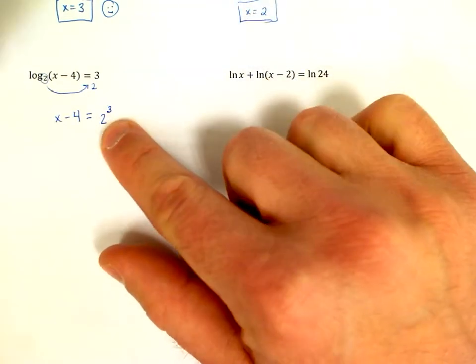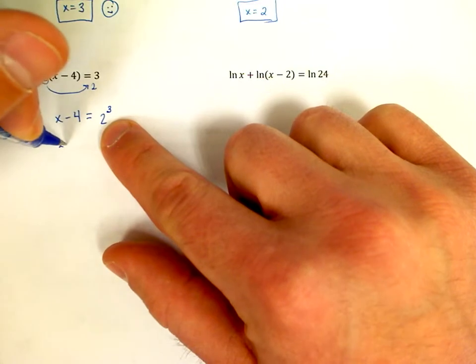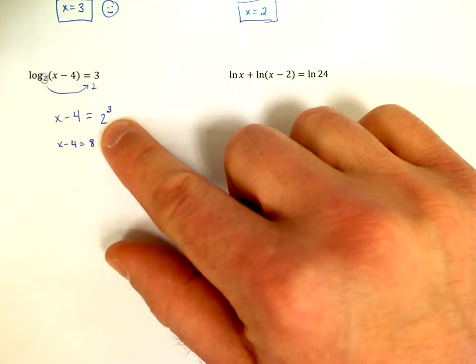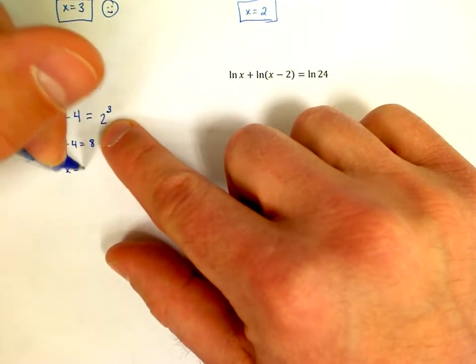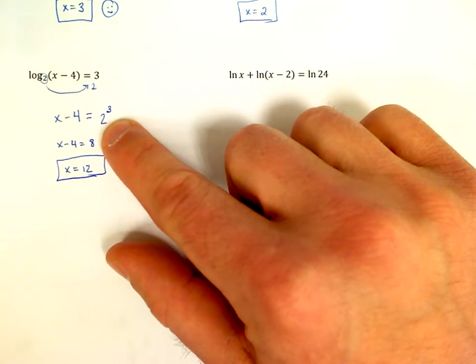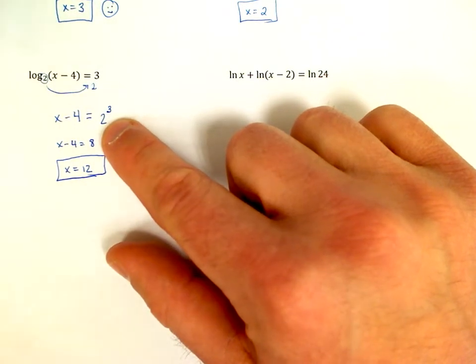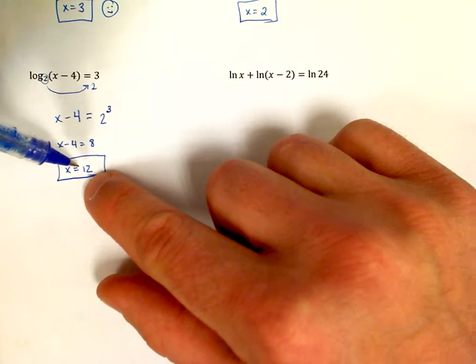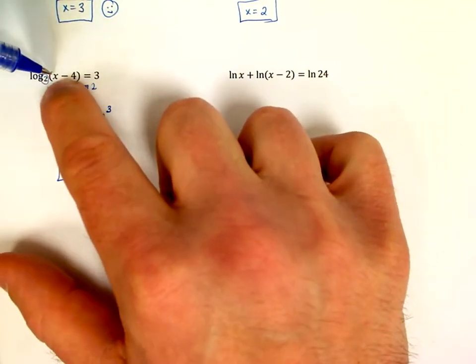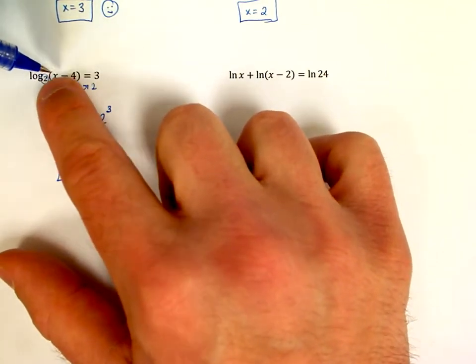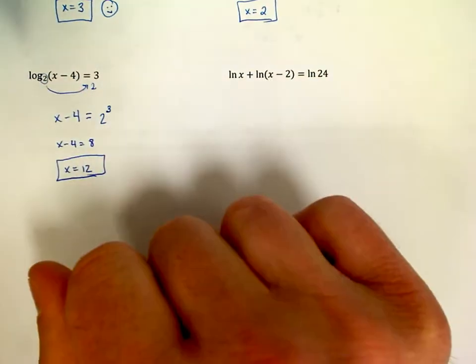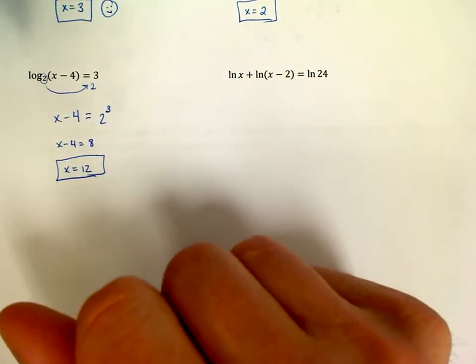Now I can say, well, 2 cubed is just 8. So x minus 4 is equal to 8. And I add the 4 to both sides. X must be 12. So what looks like a difficult problem ends up being pretty simple, right? I would go through and check: what is 12 minus 4? 12 minus 4 is 8. That's a positive number. We're going to be okay there, because we need to check the domain, right?